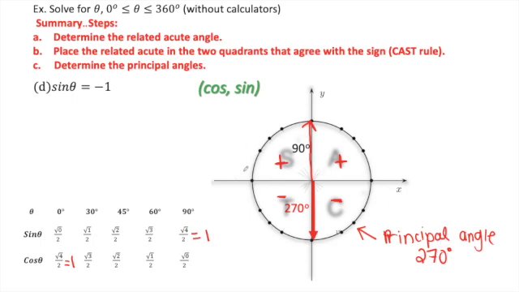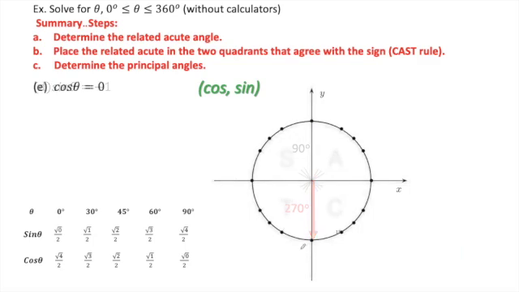A little confusing. Before, all of our examples had 2 answers. We had 2 quadrants that they could fit in, but sometimes you're only going to get 1 answer. So just be careful with that. We're going to go through another example on the next slide as well.